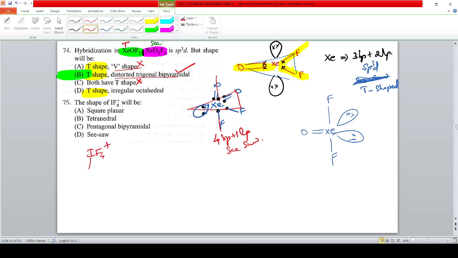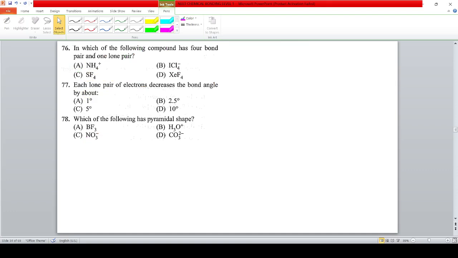Listen, the valence electrons of iodine is 7. Plus charge means 1 electron less. That means here it is 6. Out of the 6 electrons, 4 electrons are involved in bonding with 4 fluorine. And the 5th and 6th are present as 1 lone pair. So 4 bond pairs and 1 lone pair means, as we just saw, it is seesaw.